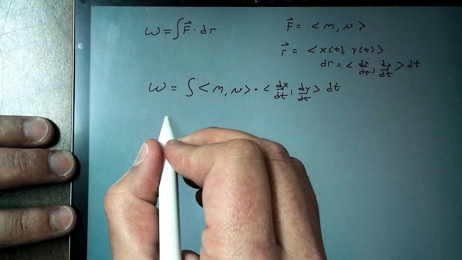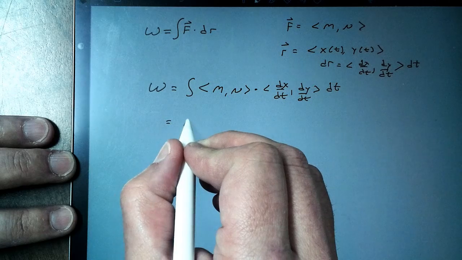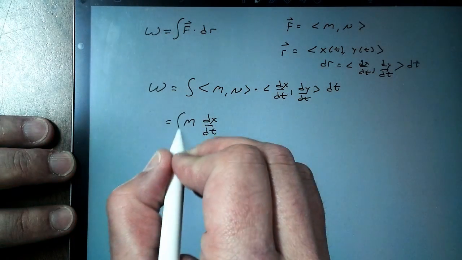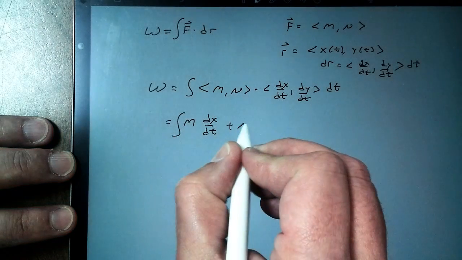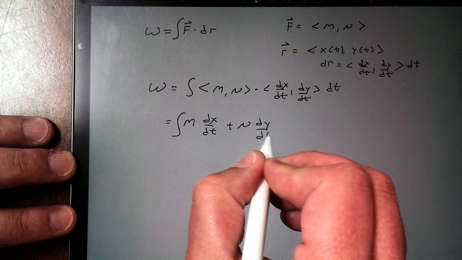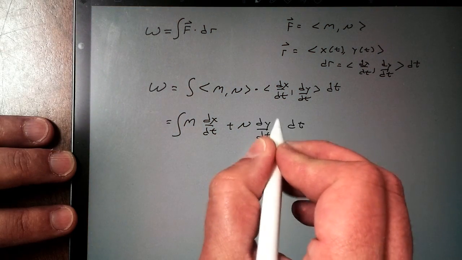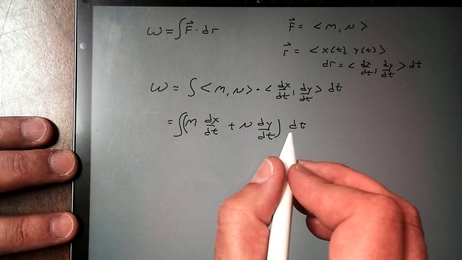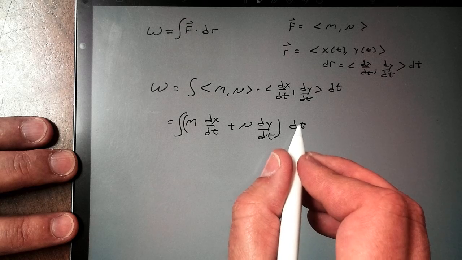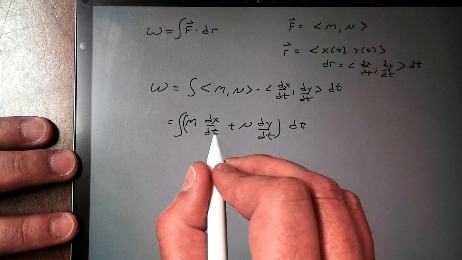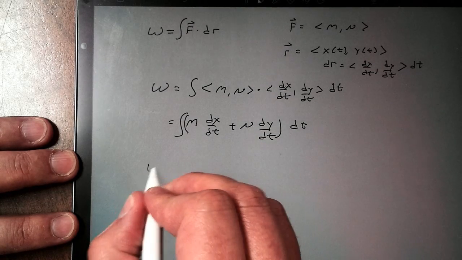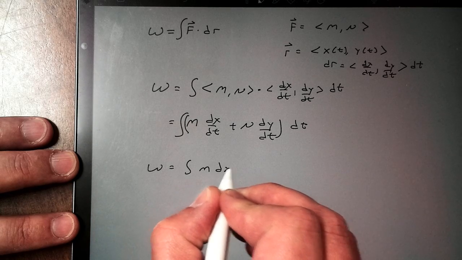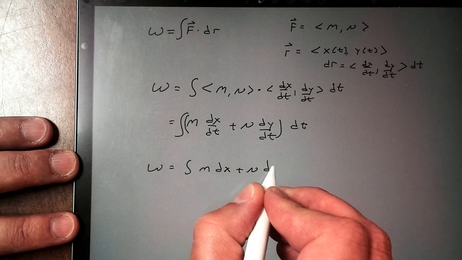When we take the dot product, we are going to get M dx/dt plus N dy/dt, dt. So here is my work equation. Now notice I have this dt on the outside here, and if I distribute that through, they're going to cancel out. So we can now define work as the integral of M dx plus N dy.